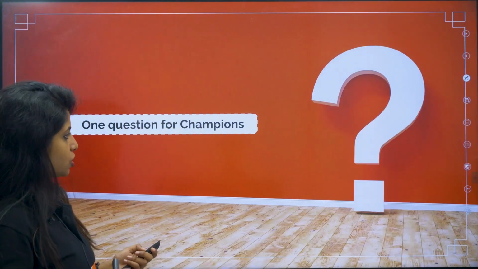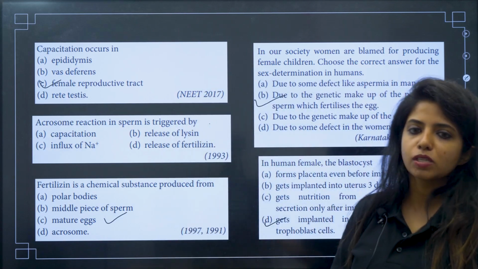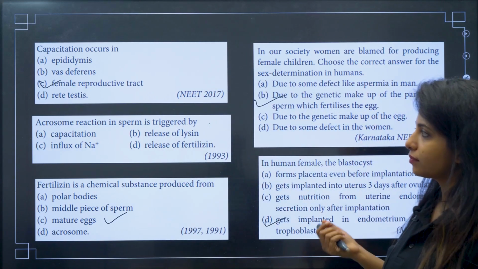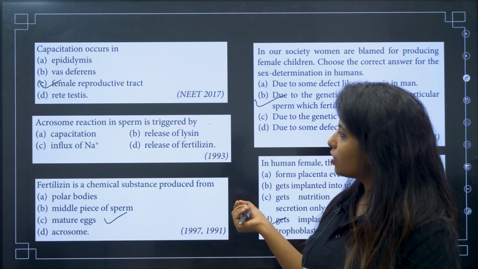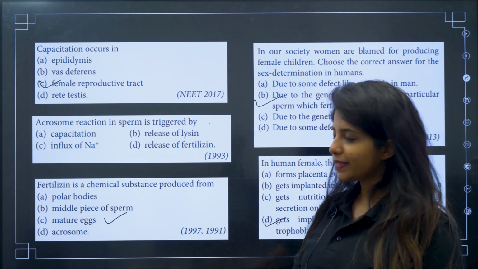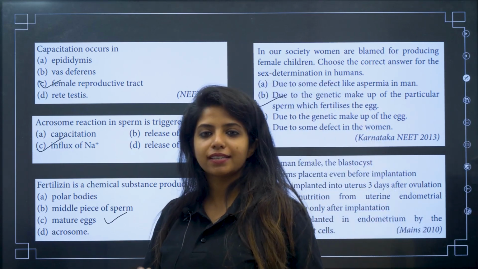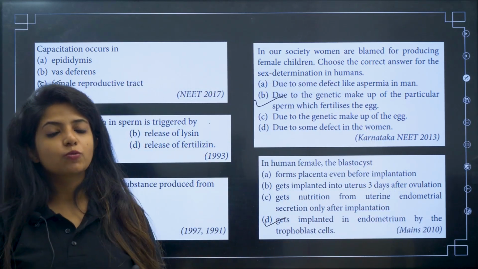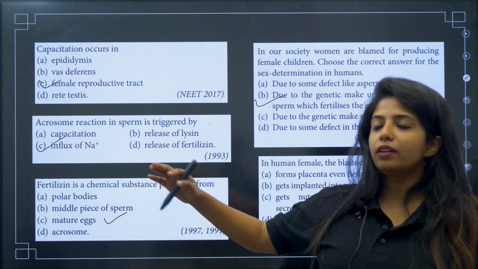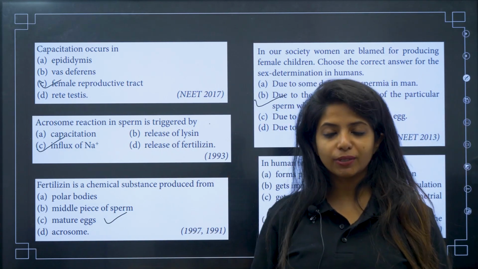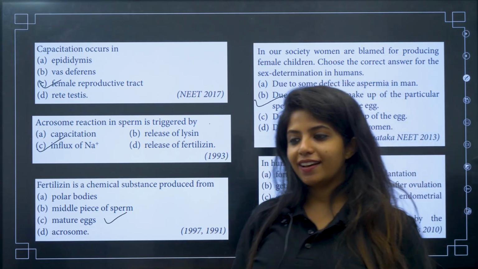Also please solve this particular question that you see over here. Acrosome reaction in the sperm is triggered by capacitation, release of lysin, influx of Na, and release of fertilizin. Basically, it's the influx of sodium ions. That is the correct answer. Influx of sodium ions, which later leads to the influx of calcium ions, and then it will lead to the acrosome reaction. This is what we learned previously. So these are the 5 questions.